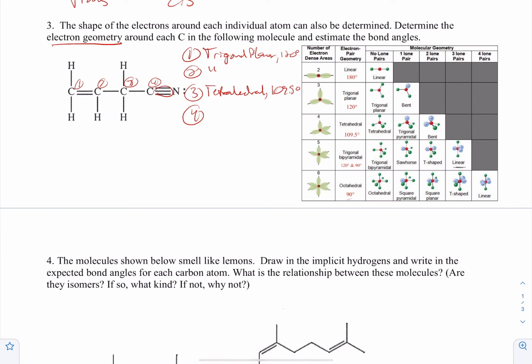Last one, number 4. We've got a steric number of 2 without any lone pairs. So I'm going to look at steric number of 2. That's linear, and that's going to be a 180-degree angle.